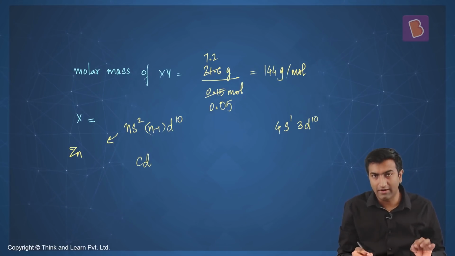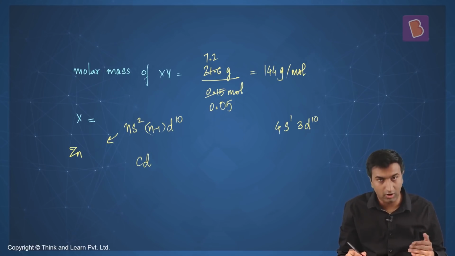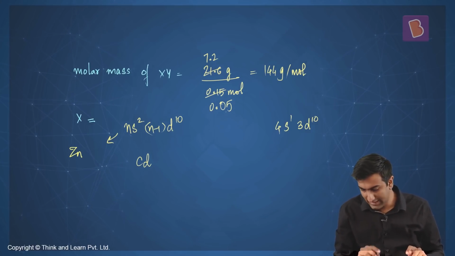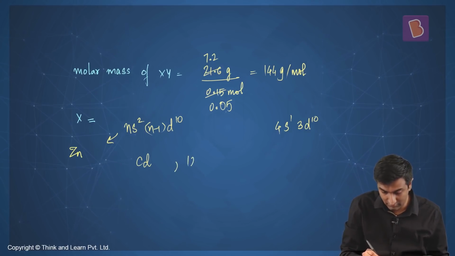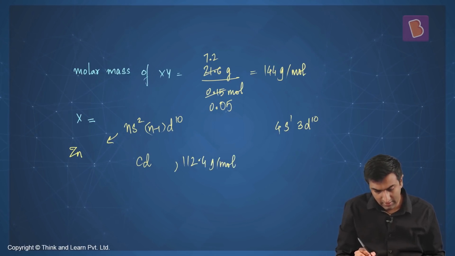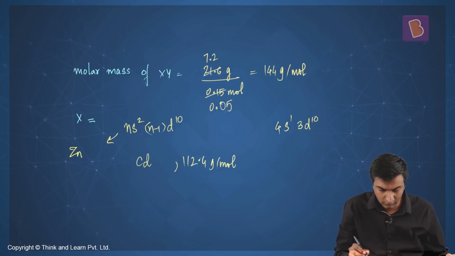I'm dead sure that it's cadmium, and not copper in this case. So once I have that this is cadmium, the examiner has been nice. They've given us the mass to be 112.4 gram per mole. So now what can I do? I think I can just get the mass of Y now, and its identity too. So I just subtract these two.